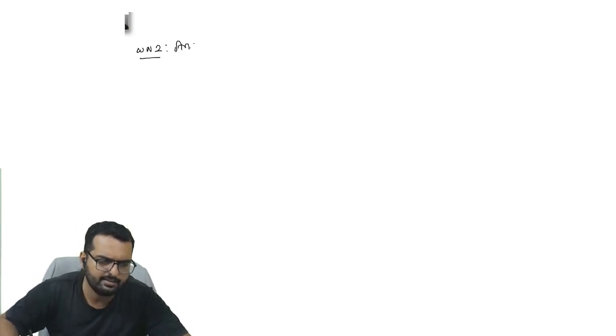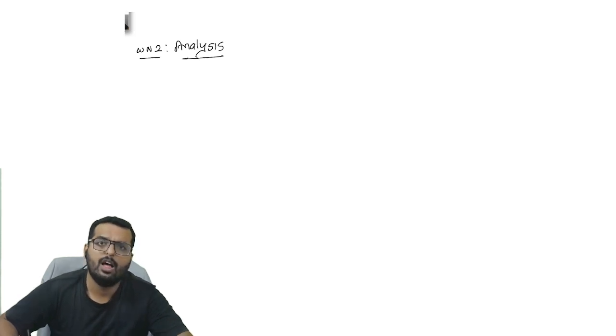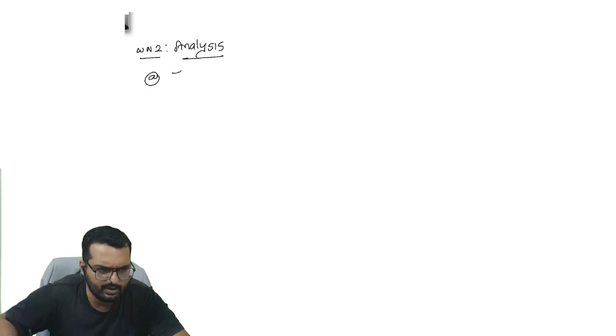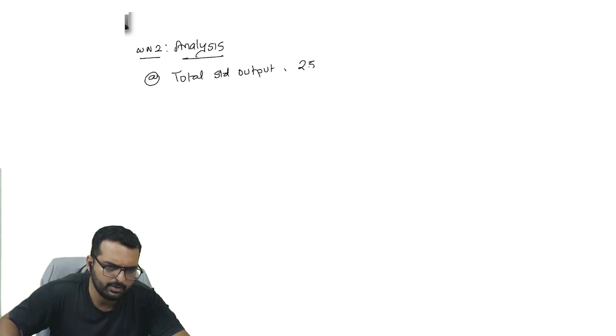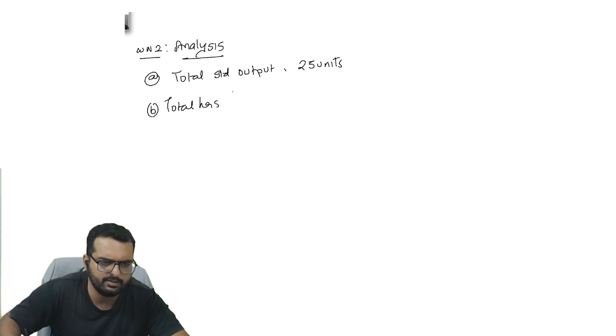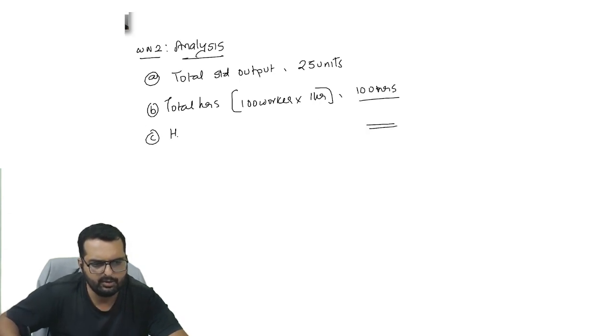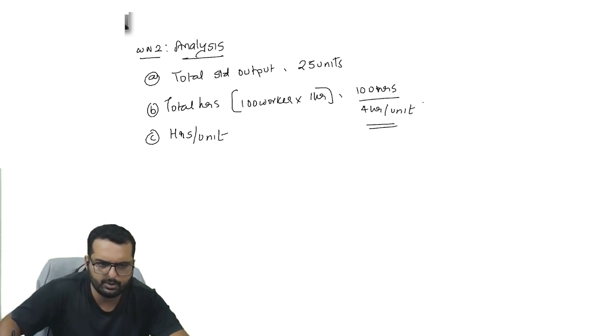I'll now write down working note number two, analysis. Friends, if 100 workers work for 1 hour, they can produce 25 units. So total standard output is 25 units. For this, the total hours is 100 workers working for 1 hour, so I get 100 hours. If I want to find the hours per unit, it will be 4 hours per unit.